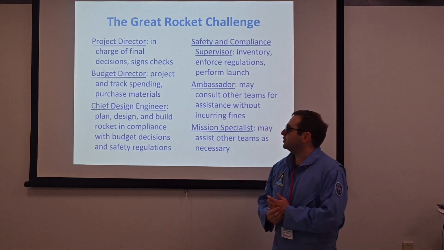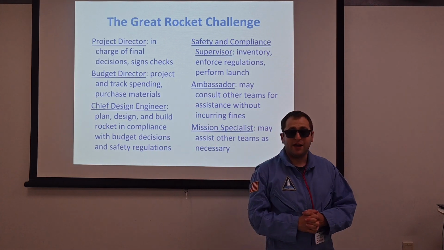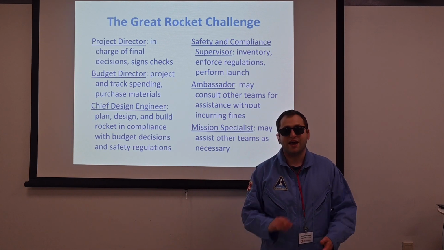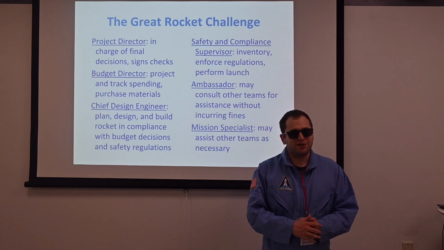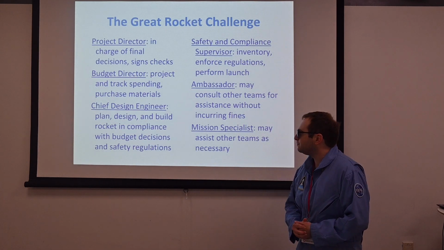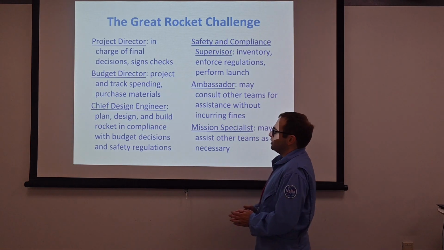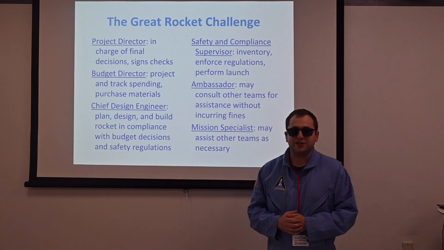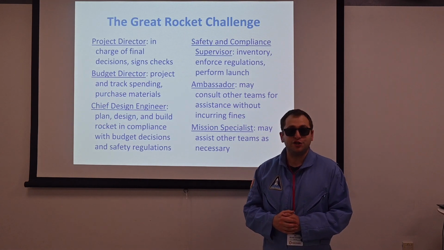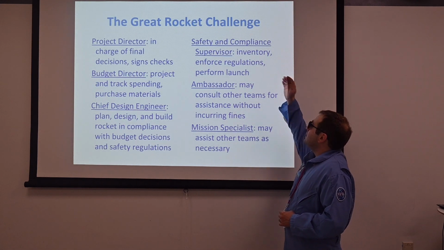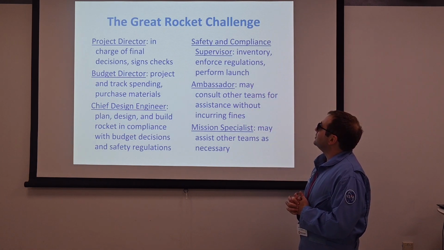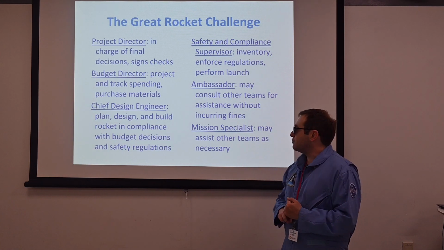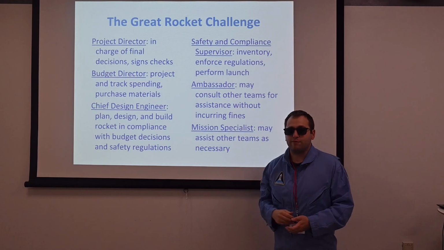The budget director is going to track your spending and purchase your materials. When we open the store with all your supplies, they're the only person who can go up to the store to purchase your supplies. The chief design engineer is going to plan, design, and build your rocket in compliance with decisions made by your team members. They're the chief engineer. The safety and compliance supervisor is going to be in charge of inventory and enforce regulations. Once your rocket is complete, they will perform the launch.